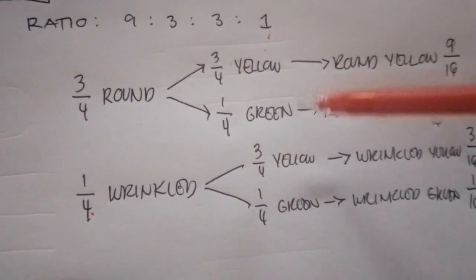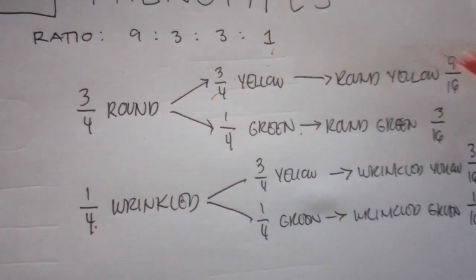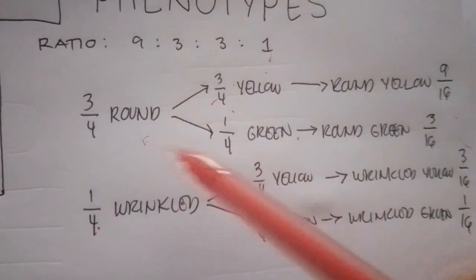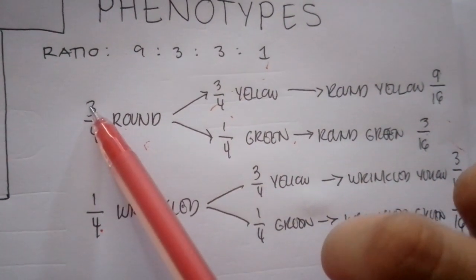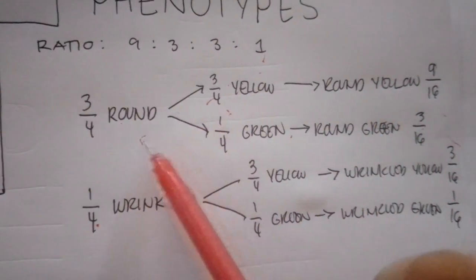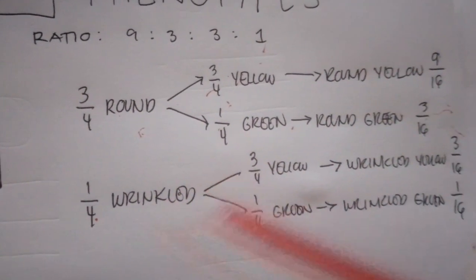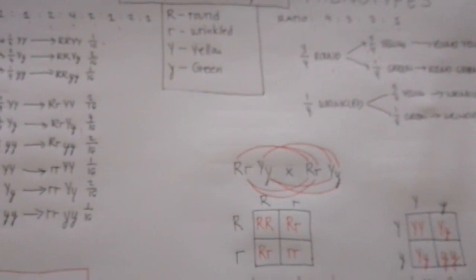So, round, yellow: 3 times 3 is 9, 4 times 4 is 16. Same goes here, round, green: 3 times 1 is 3, 4 times 4 is 16. Same goes for the others. And that is the Falkline method.